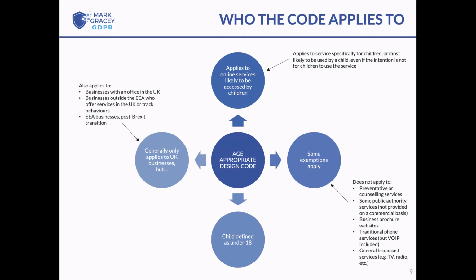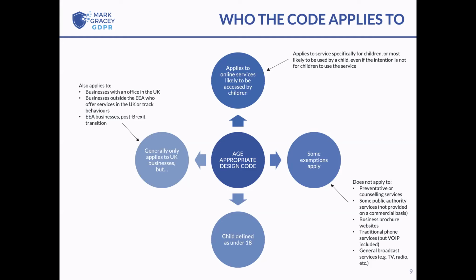There are some exemptions. If you provide preventative or counselling services, if you're a public authority, or if you just have a website that is a general business website about the business and products and services you sell, rather than actually selling them or providing other associated services that might be of interest to a child, then you're not covered by this code. If you offer traditional phone services, then you're not covered.